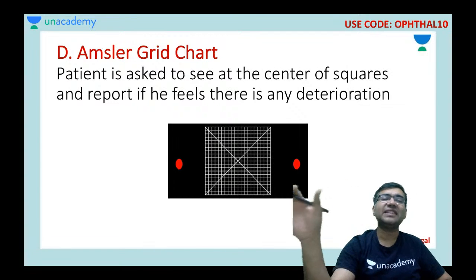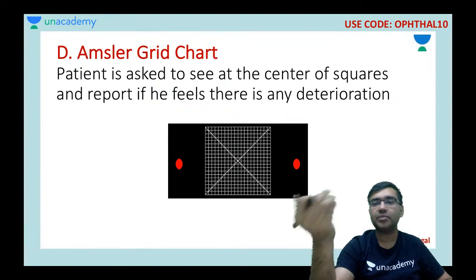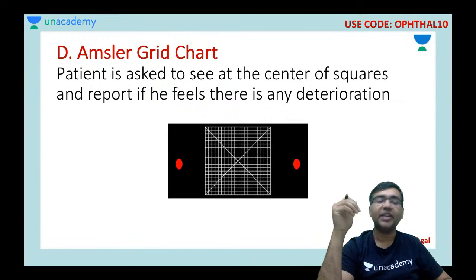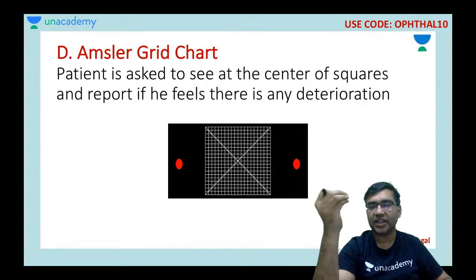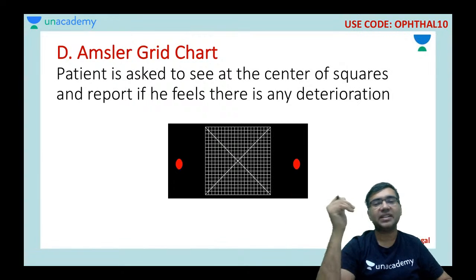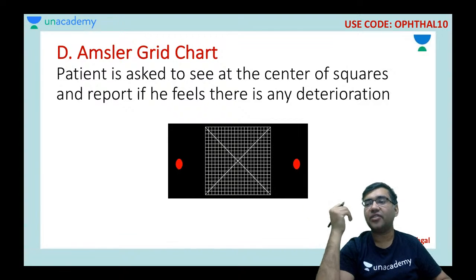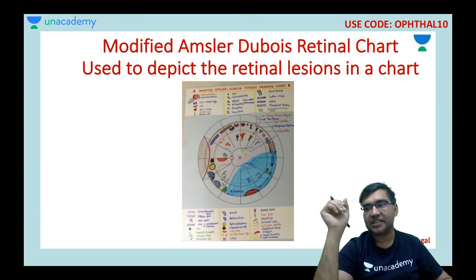Because these ARMD patients are usually old age patients, they cannot come to the OPD again and again. So we can tell them that you can do home monitoring of any functional deterioration of that sort. And if you feel there is a functional deterioration, you can come to us and we can have a look at it. Okay. So this is an Amsler-Dubois retinal chart.